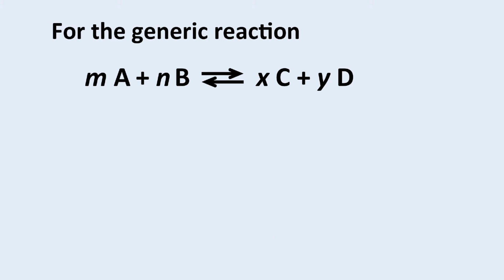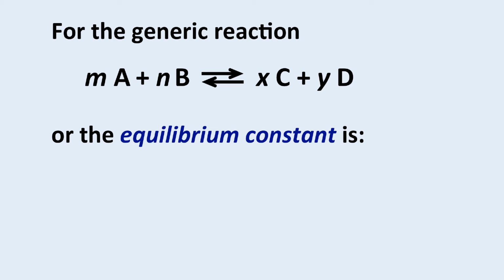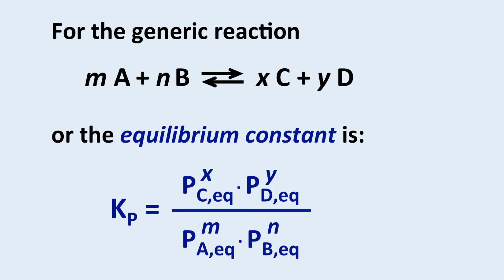And we should note, if we're dealing with gases, we often do equilibrium constants in terms of pressures rather than concentrations. And then we'd have a K sub P, or a pressure equilibrium constant. And the format is the same, but we use pressures rather than concentrations in molarity.